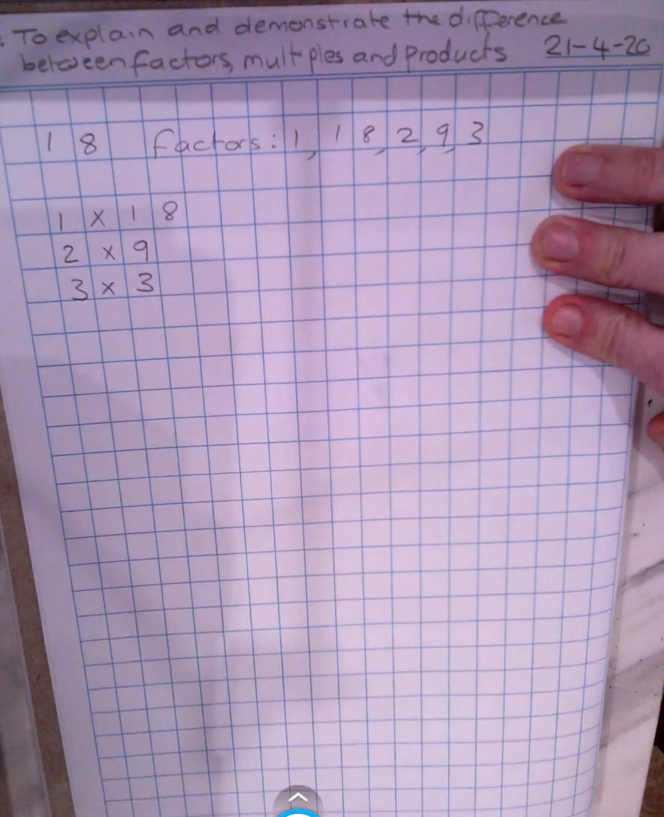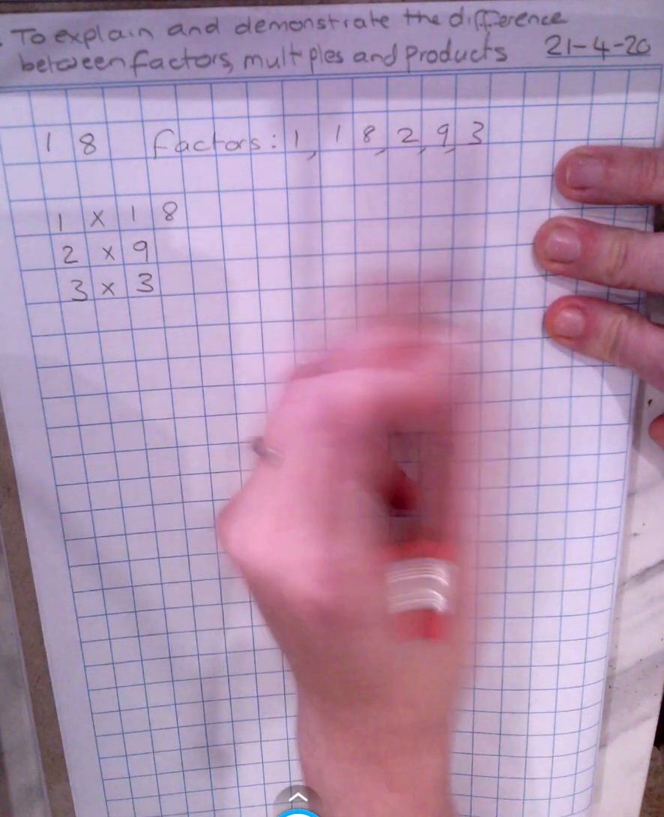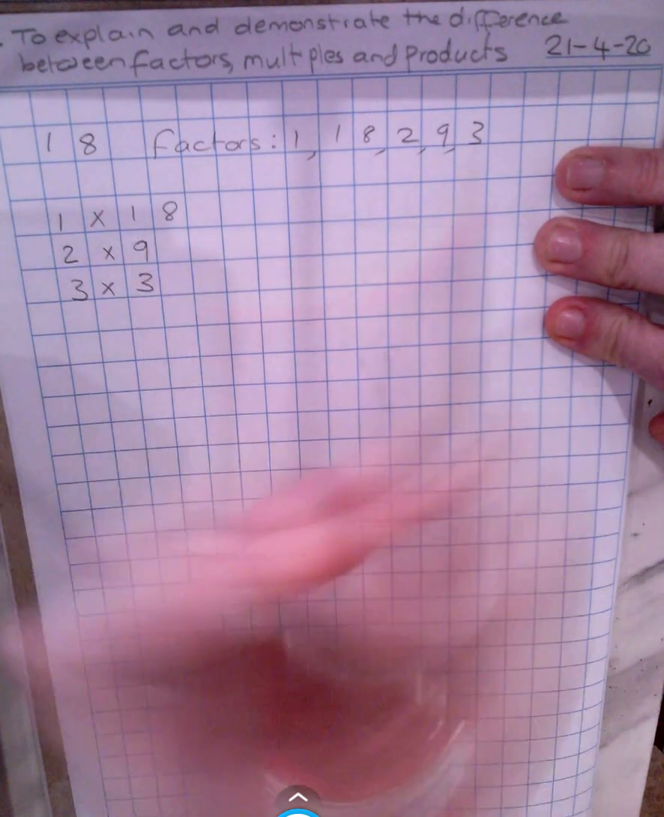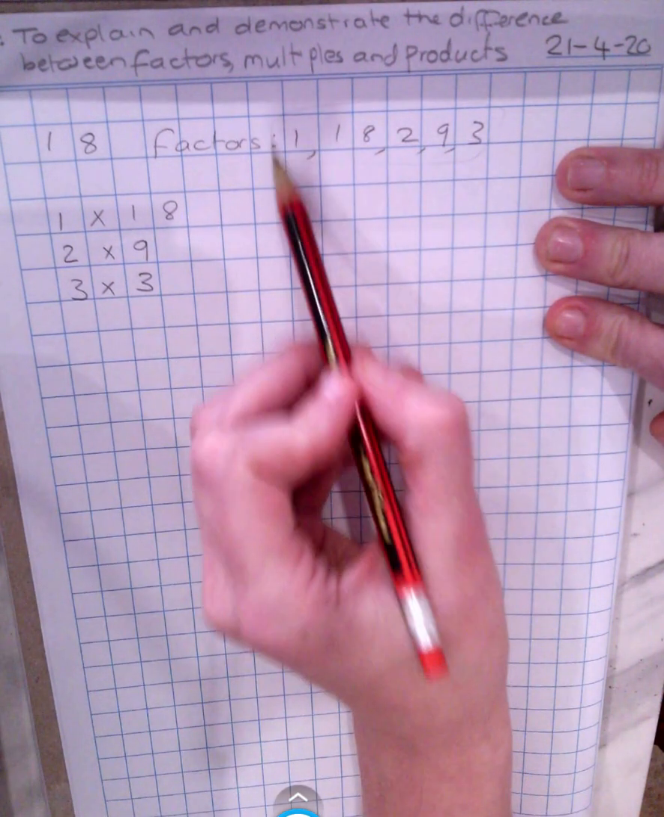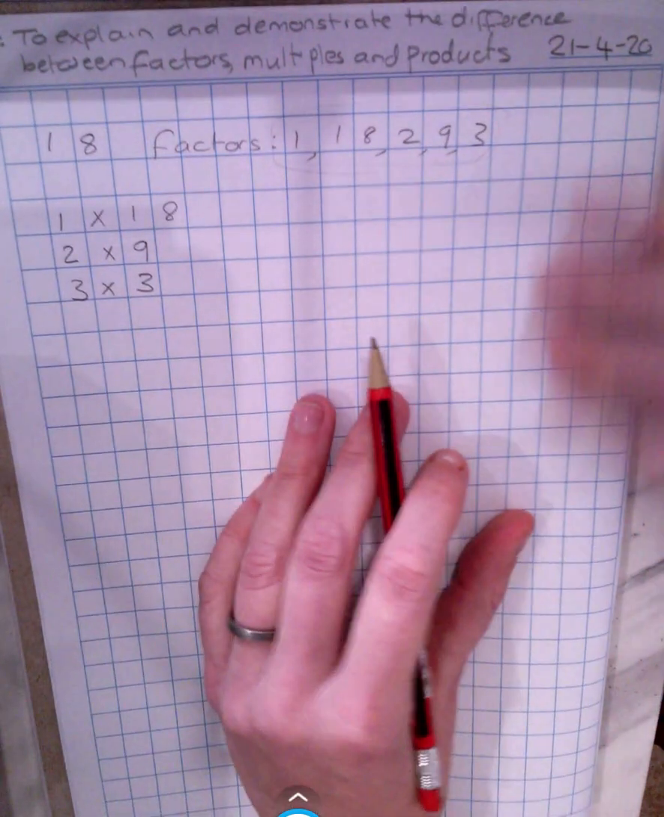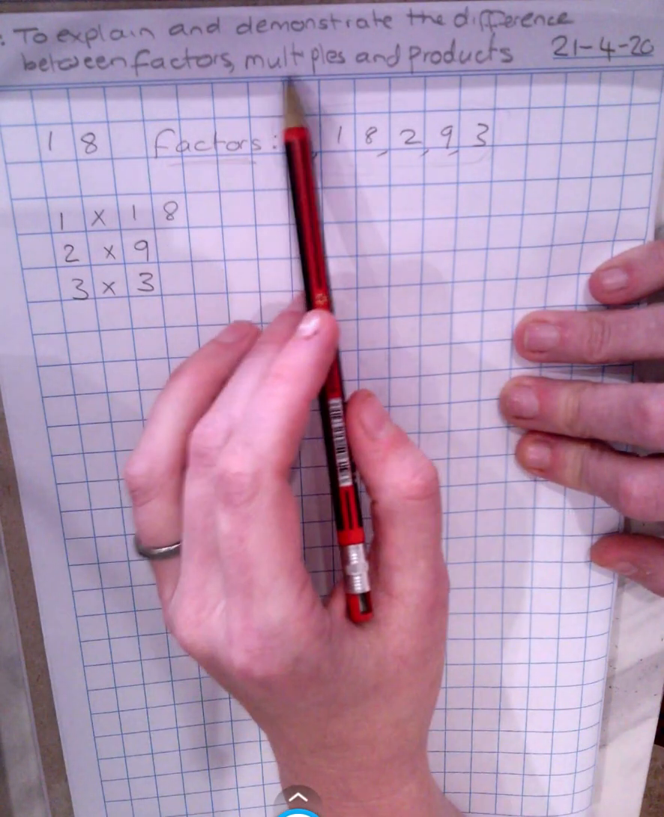Now, there seemed to be a bit of confusion yesterday about whether these were the factors or these are the factors. These here are not factors. These are the factors here, the ones that we've written down up here with the commas in between, all right? So they are factors. Now I'm going to show you what a multiple is.